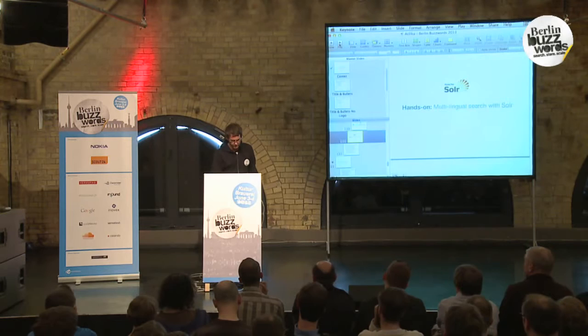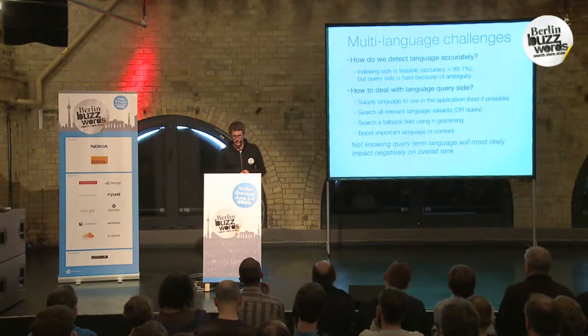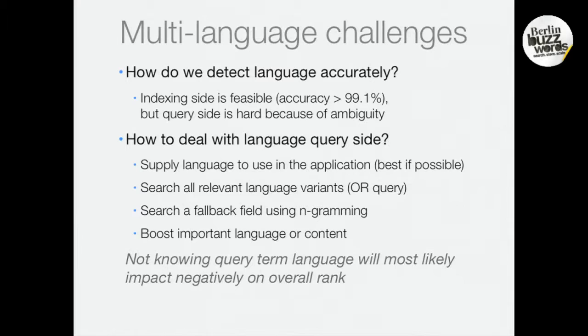So just to wrap up some challenges with multiple languages. How do we detect language accurately? It's feasible to do on the indexing side, but it's hard to do on the query side because of ambiguity. So how do we deal with it on the query side then? It's usually best to have that supplied. If it's not supplied, then we have these options. But not knowing the query term language would most likely affect your overall ranking negatively.